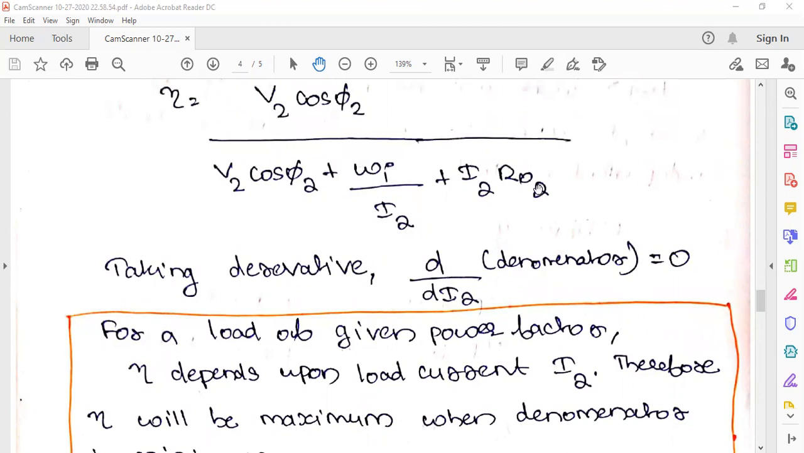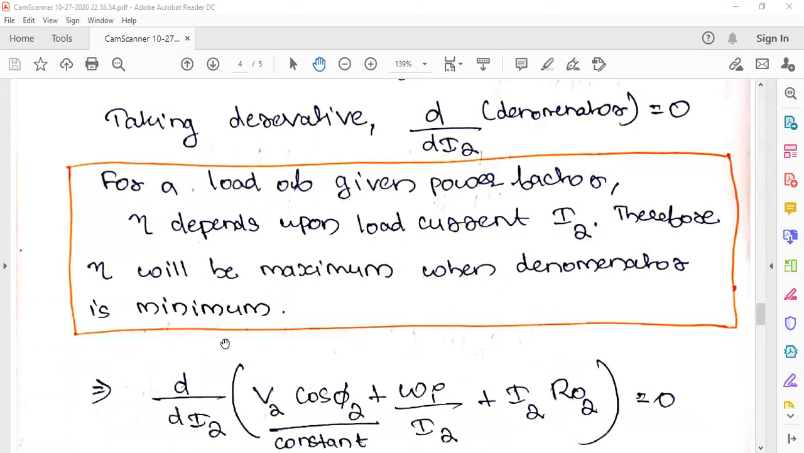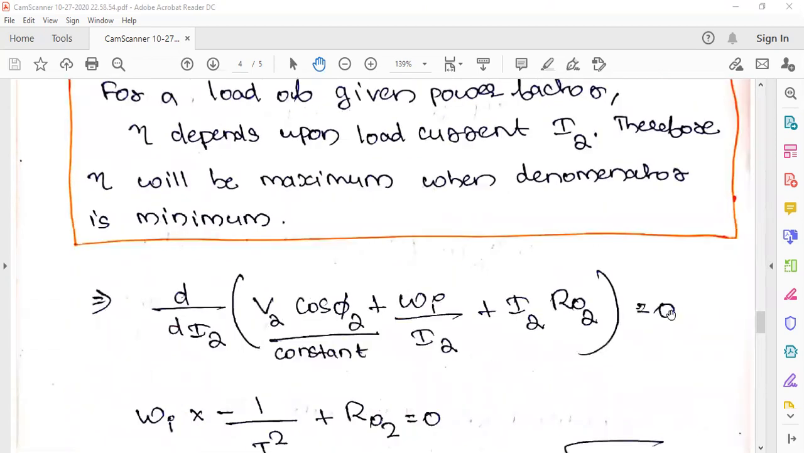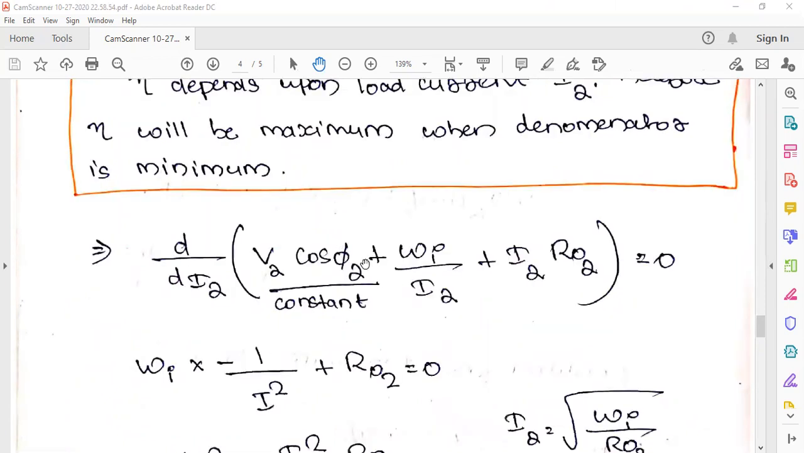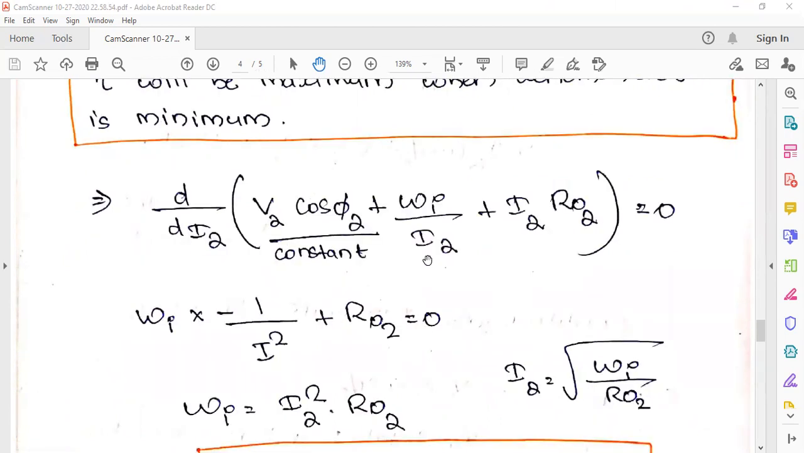So we will take the derivative d by dI2 of the denominator, equal to 0, because the derivative of a constant is 0. We already know that V2 cos phi 2 is a constant, because for a given power factor the output voltage depends upon the load only. So it's constant. Taking the derivative, the derivative of 1 by x is minus 1 by x square.